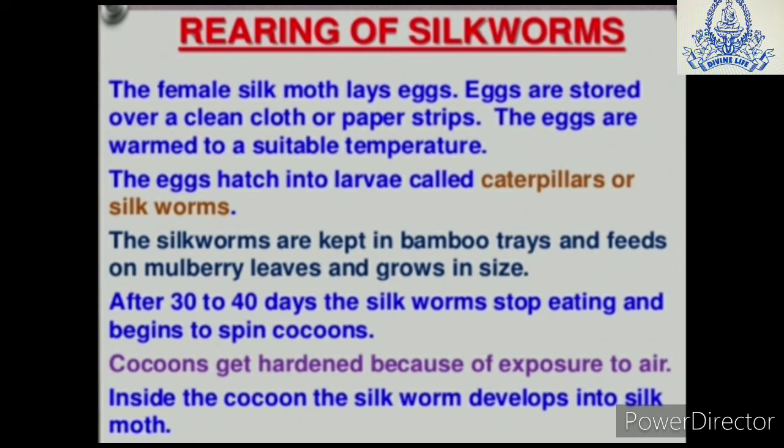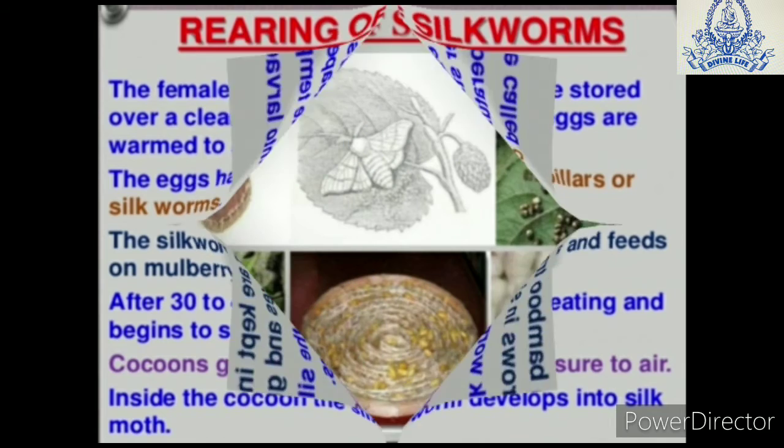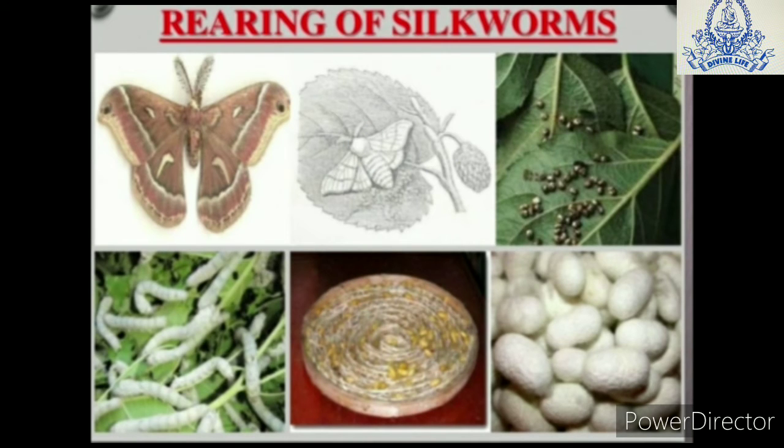to spin cocoons. So, the cocoons are produced by the secretion of protein from the salivary glands of the larva, and small racks are also given in the tray so that the cocoon gets attached to the racks for support. Silk moths are now developed inside the cocoons. Cocoons get hardened because of the exposure to the air. Now have a look at the image of rearing of silkworm. You can also see the bamboo tray in the middle.